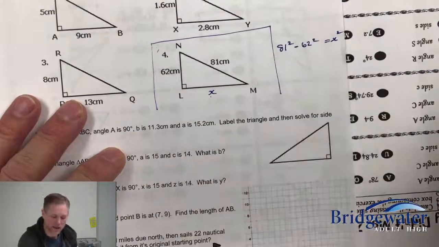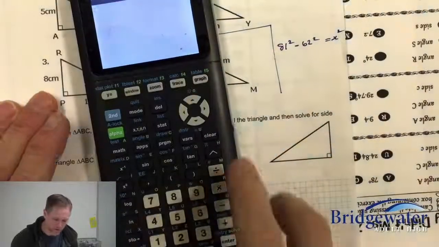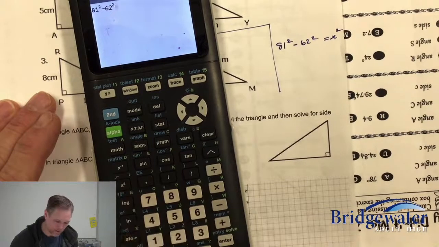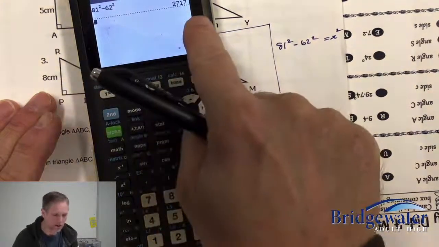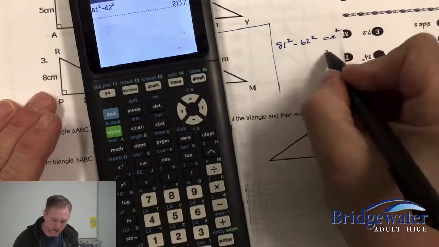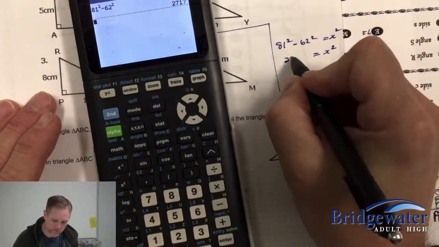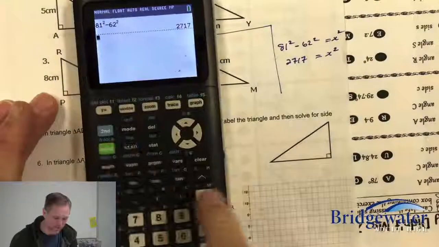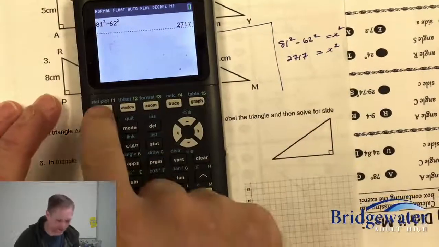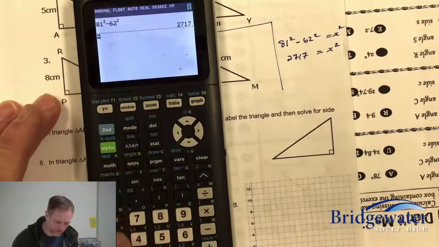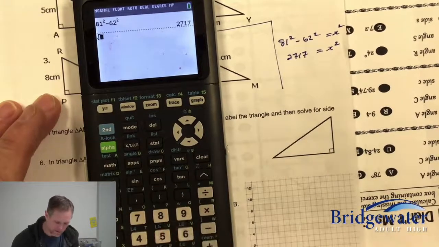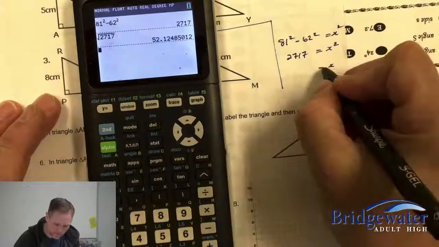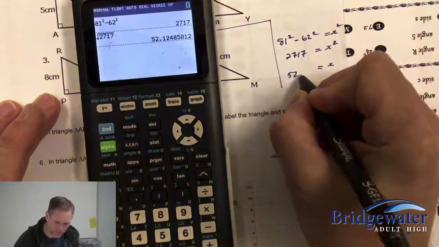So we're not done yet. We subtract, but then we have to square root. So we go 81 squared minus 62 squared, hit enter, you get a big number. That's x squared, so x squared is equal to 2717. I don't want x squared, I just want x by itself. So the opposite of squaring is second function. So instead of second function sine, we're going to second function square. Then you type in that previous answer, and you get x equals 52.12.